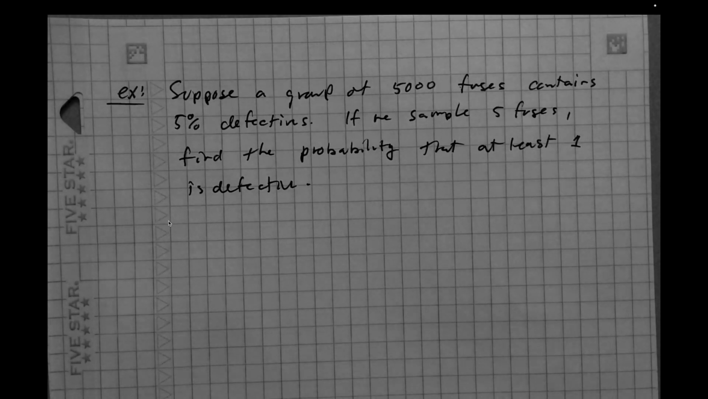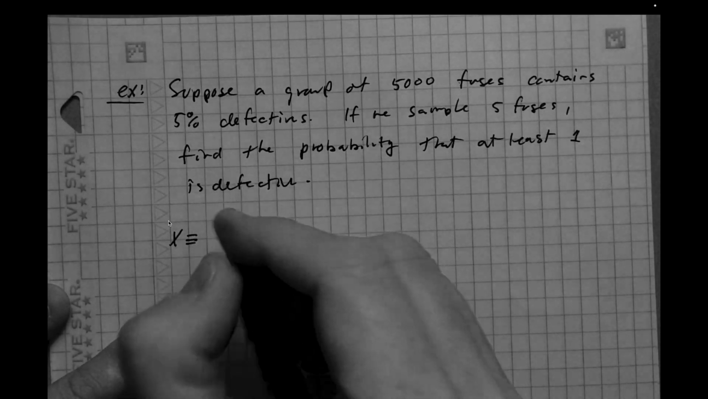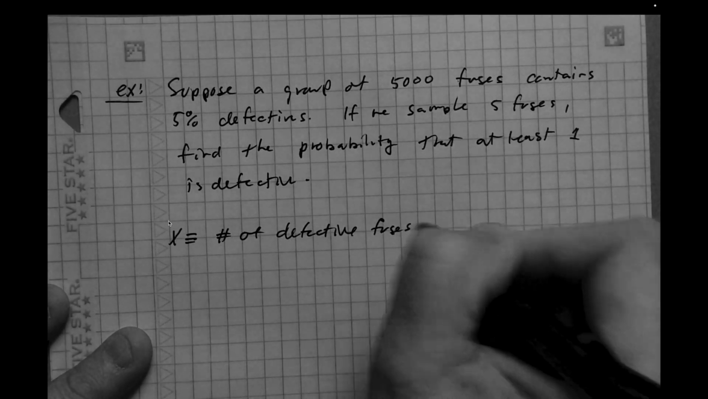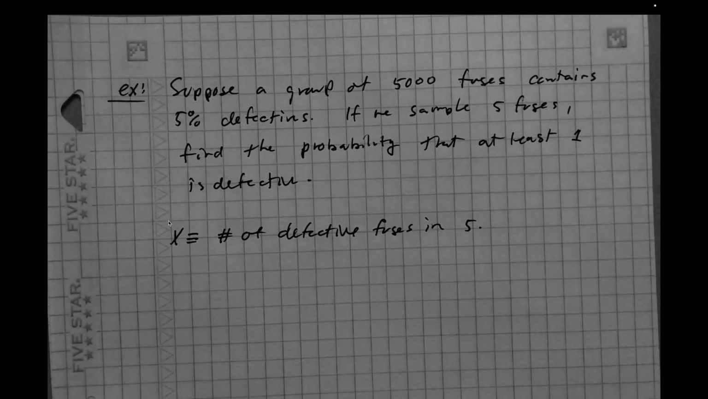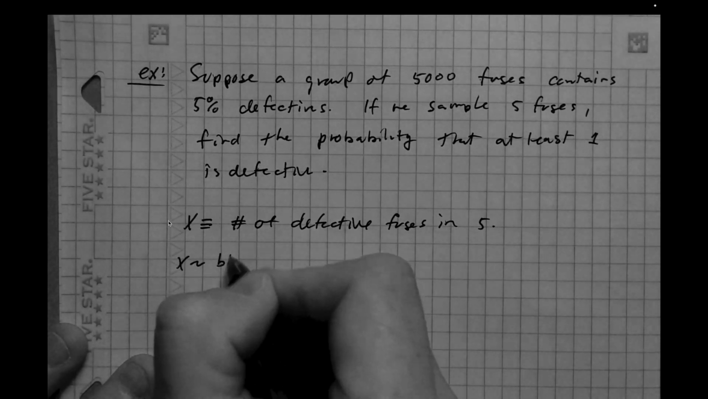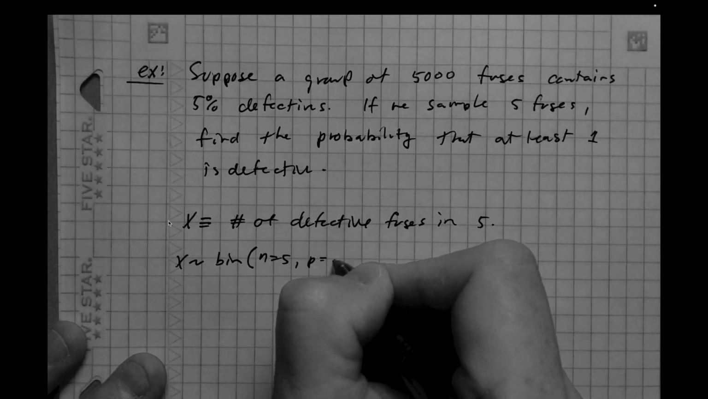Okay, so suppose a group of 5,000 fuses contains 5% defective. So you get a huge group of 5,000, and 5% of them are defective. Now we're going to randomly sample 5 of them, and find the probability that at least one of them is defective, right? And so let's let x equal the number of defective fuses in 5. Okay, and so we're saying that x is binomial with n equals 5 and p equals 0.05.